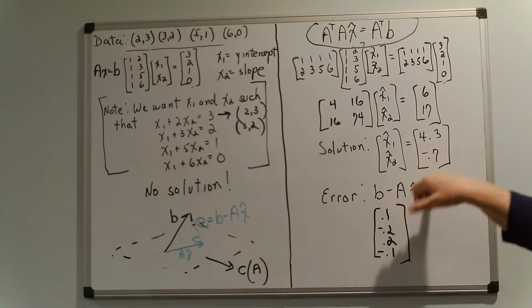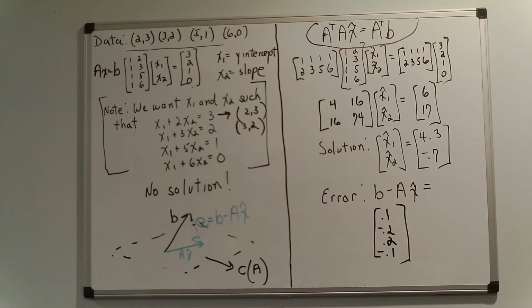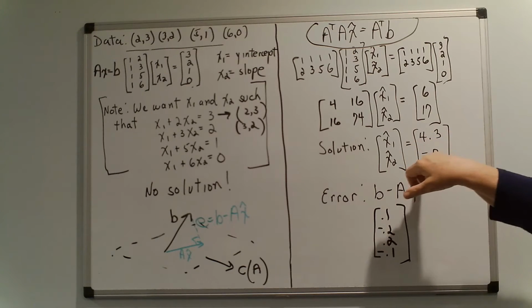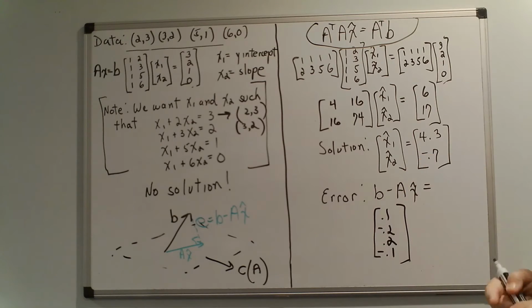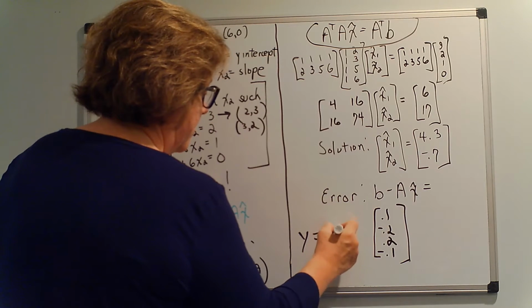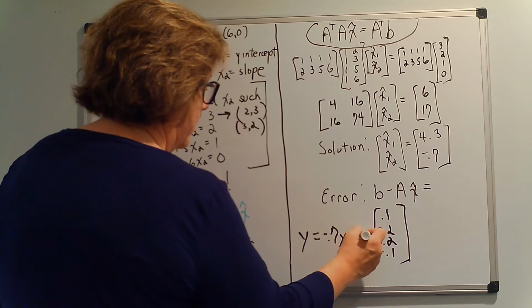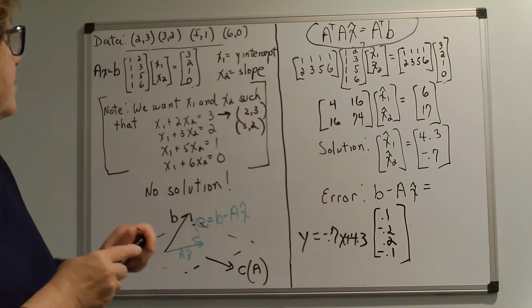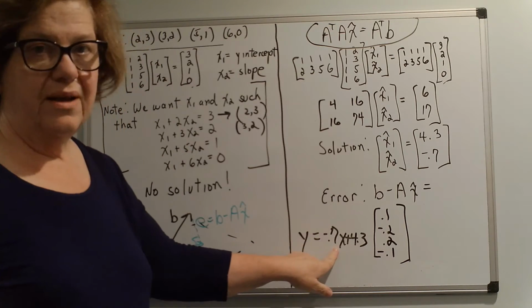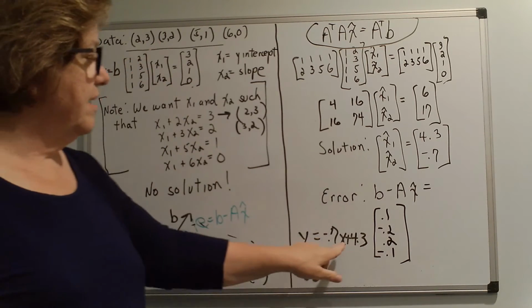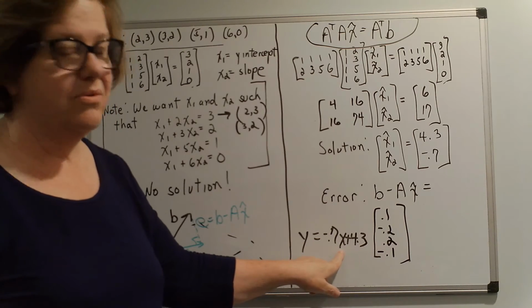Okay, that's our line. Our line of best fit, the closest we can get to those four data points, where this one is the y-intercept and this one is the slope, is y equals negative 0.7x plus 4.3. So that's our line. But if we put in an x of 2, we're not going to get out 3, we're going to get out something close to 3. If we put in an x of 3, we're not going to get out 2, we're going to get out hopefully something close to 2.